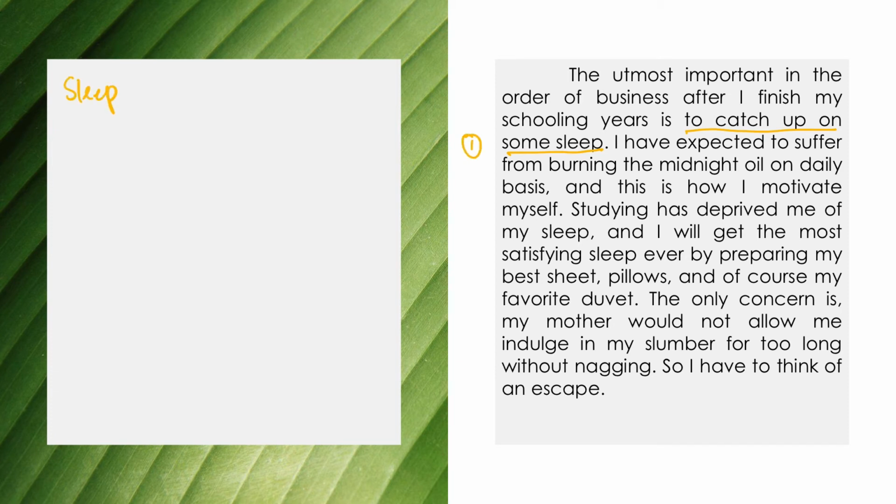Sleep. Very important. I have expected to suffer from burning the midnight oil. See, I'm using one idiom here, on daily basis, and this is how I motivate myself. Okay, so that's an explanation. Studying has deprived me of my sleep, and I will get the most satisfying sleep ever by preparing my best sheet, pillows, and of course my favorite duvet. These are all examples. Okay.